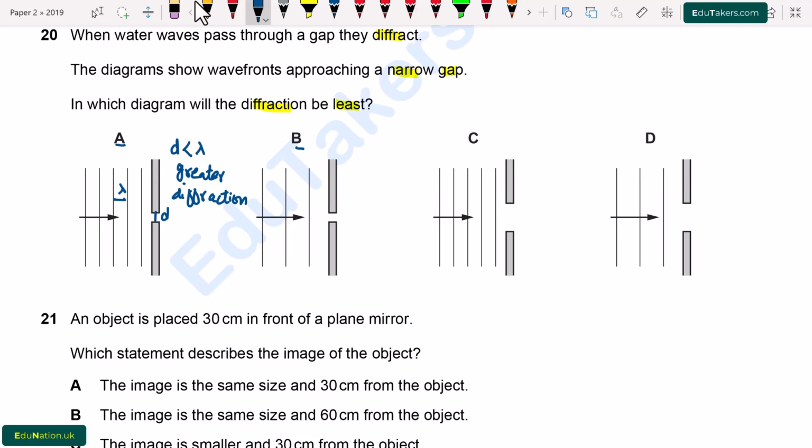Consider option B. Here again the wavelength is lambda and the separation is D. D is smaller as compared to wavelength, so again there will be greater diffraction. Option C. The wavelength is lambda, again the separation is D, but here the separation is larger as compared to wavelength. When this condition happens, then there will be less diffraction.